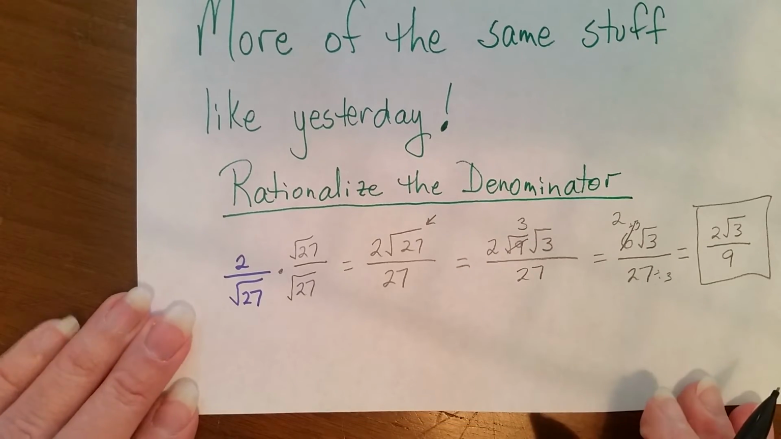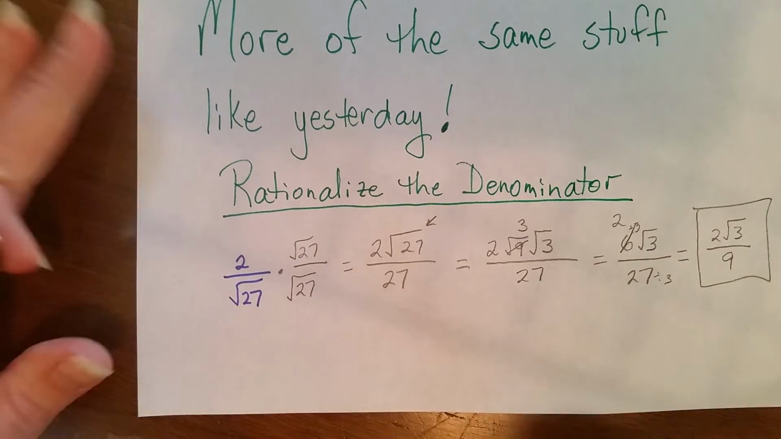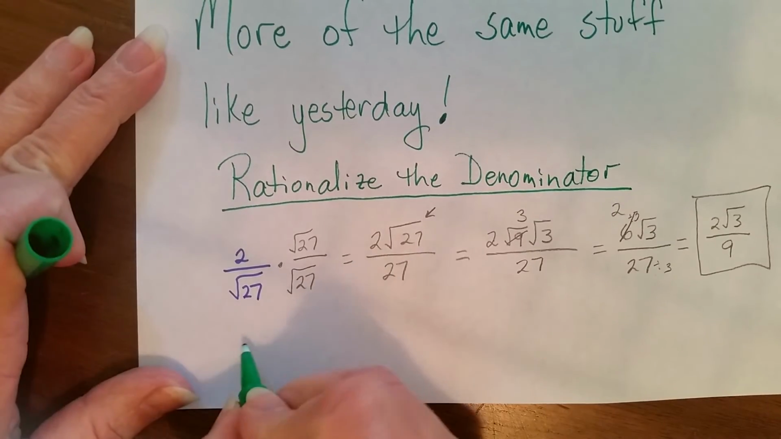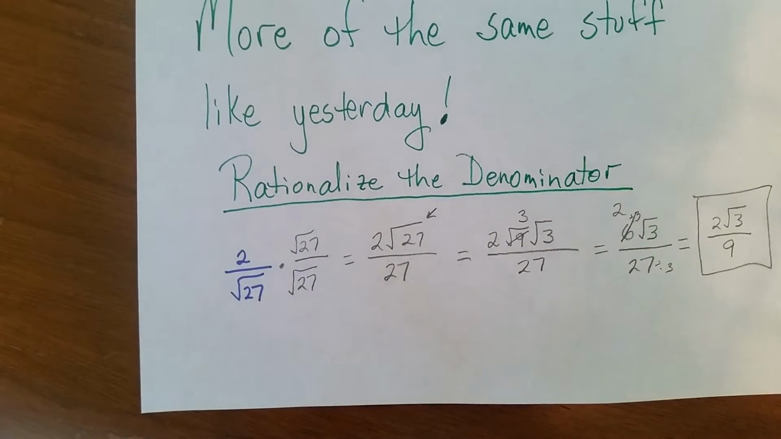Sometimes, though, I find it more helpful. Well, it just depends. Sometimes I just kind of like to multiply top and bottom by the smallest number that will give me a perfect square. So using the same problem, well, let me just use a different color like red.